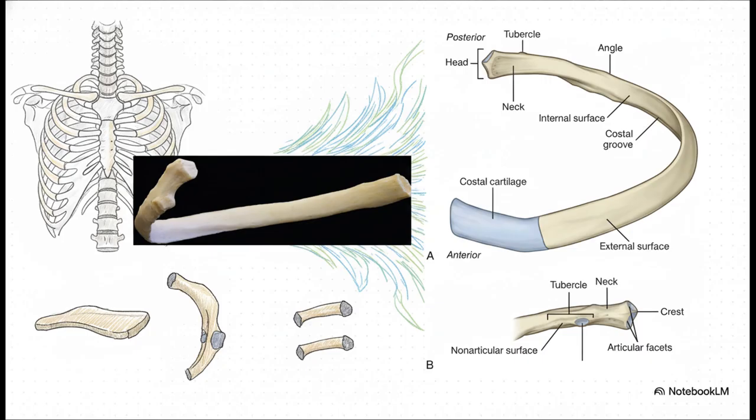But atypical ribs, they completely break the mold. The first rib is incredibly short, wide, and flat. Then you've got ribs 11 and 12 way down at the bottom, which literally don't attach to the sternum at all. We call them floating ribs, which honestly sounds a bit like a magic trick, but it's actually nature's genius way of protecting your lower organs without ruining your ability to twist and bend.